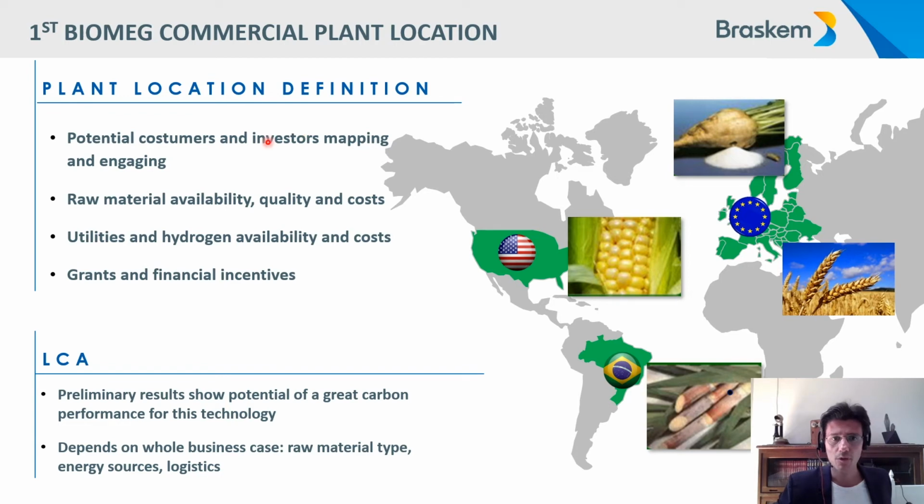So we are working today on the industrial location, the first industrial plant location. We are testing raw materials. We are understanding hydrogen availability. We are mapping consumers and also potential suppliers of raw materials. We are getting primary data on LCA of different mills or different sugars in different regions. And by the end of this year, hopefully we'll have a decision on the location of the plant.